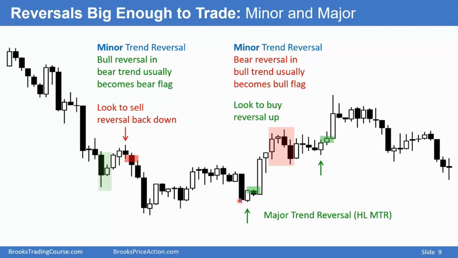This is a higher low major trend reversal. This low is taking place above the low of the bear trend, and therefore it's a higher low reversal. It has enough bars for it to be major, so traders can expect 5, 10, 20 bars up. It's also a double bottom, so it's a double bottom, higher low major trend reversal.